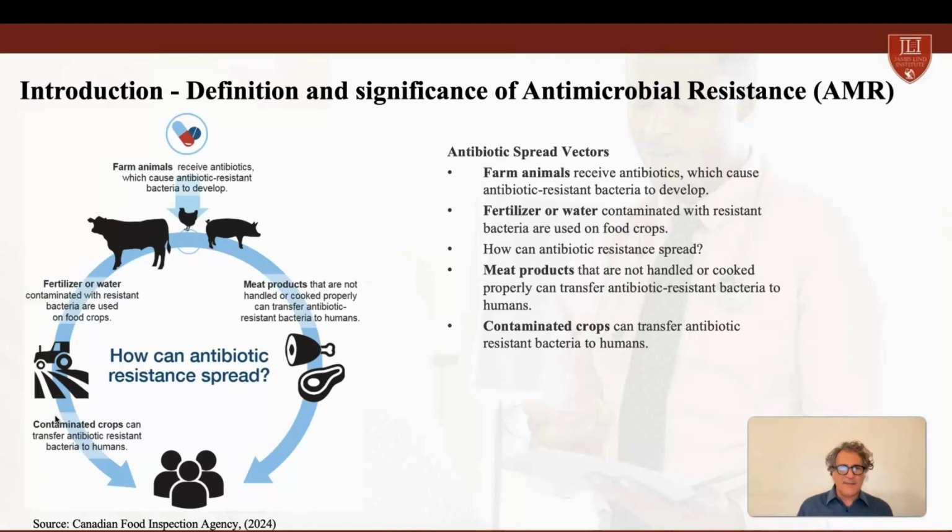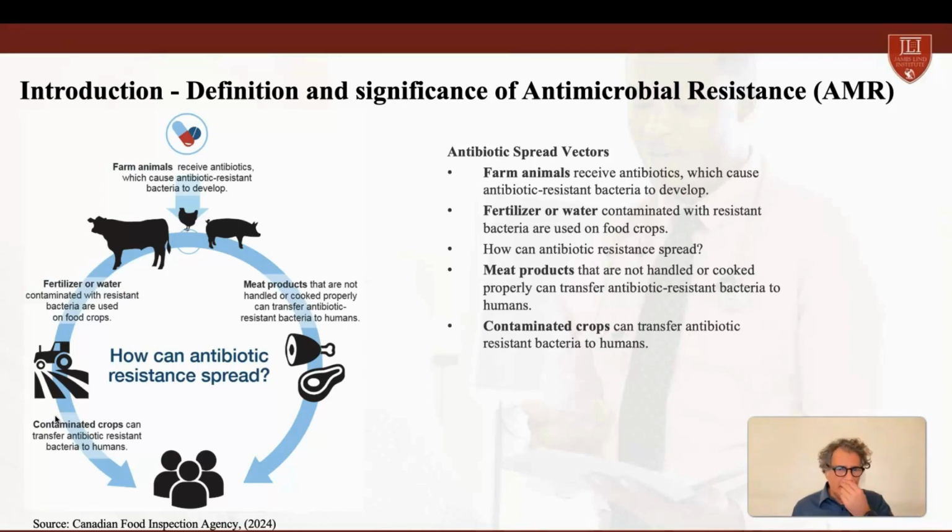So what happens is that meat products that are not handled or cooked properly can transfer antibiotic resistant bacteria to humans. That's the most important aspect that you have to keep in mind, because if the meat is well cooked, there is no problem. There are several times that maybe the meat is not properly conserved or not properly cooked, and the antibiotic resistance is transferred to the humans.